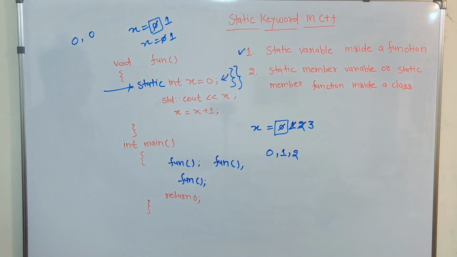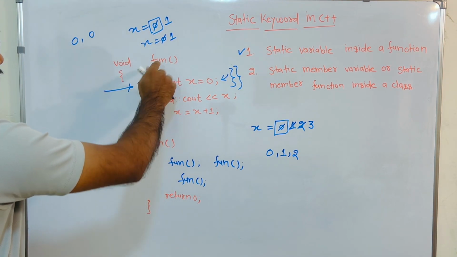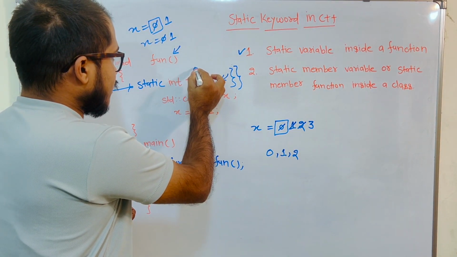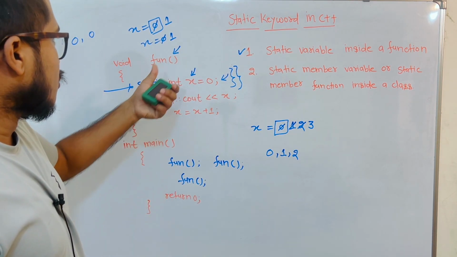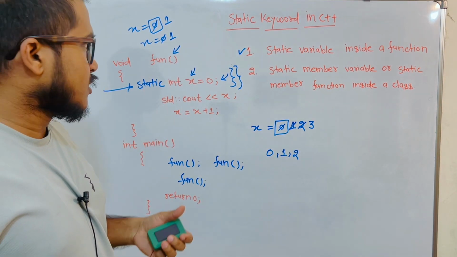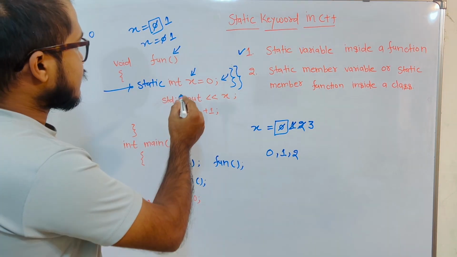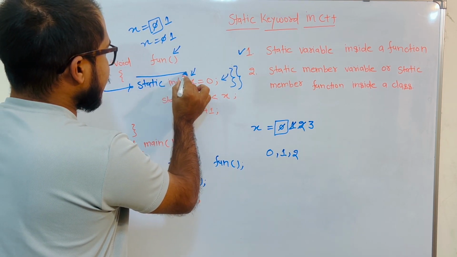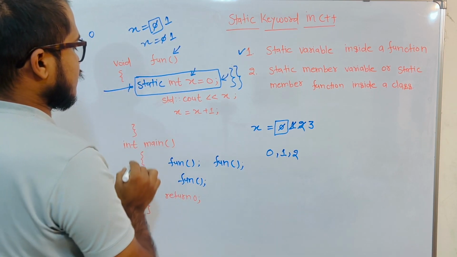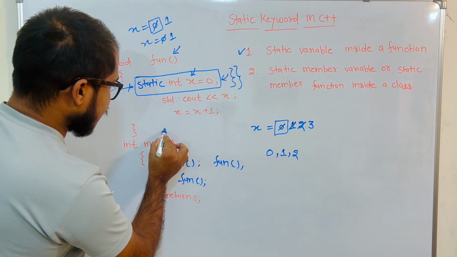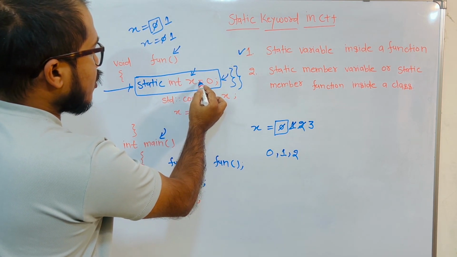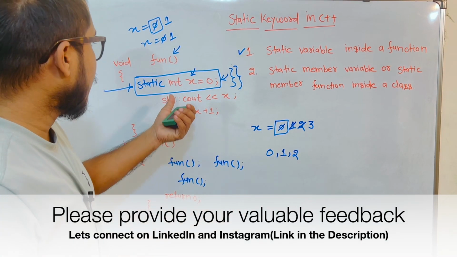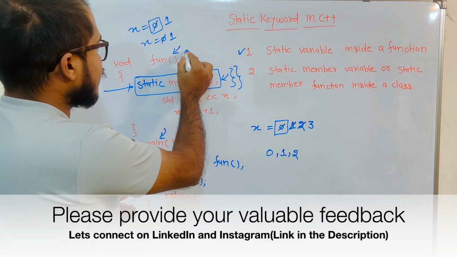So here what is happening is, let's say I am calling this function 100 times, but I am still initializing x equal to 0 only once, though I am calling this function 100 times. So this is one of the use cases of static in C++, that is, initialization of any static variable will take place only once. So till the time this program is running, this value will not get initialized again and again. This is one of the use cases of the static keyword inside a function.